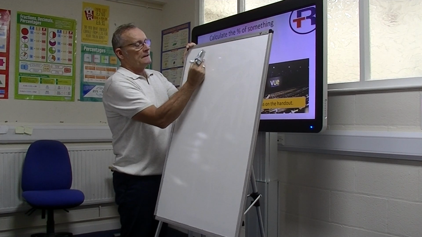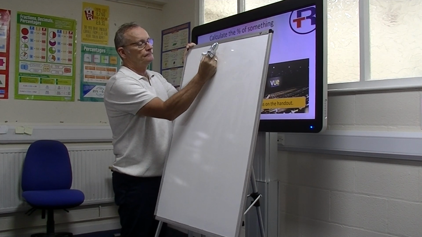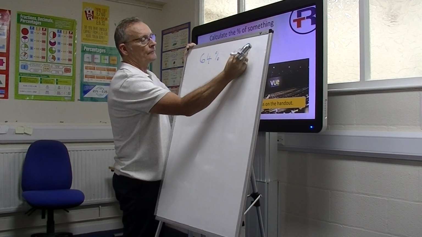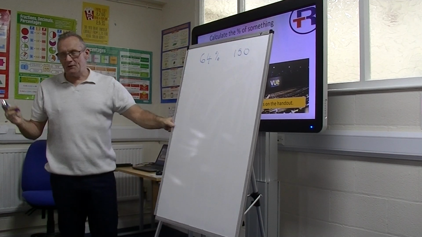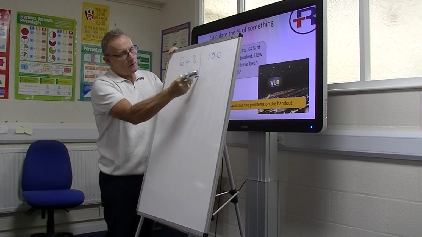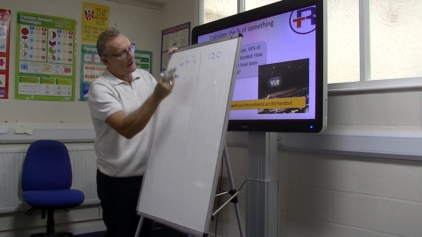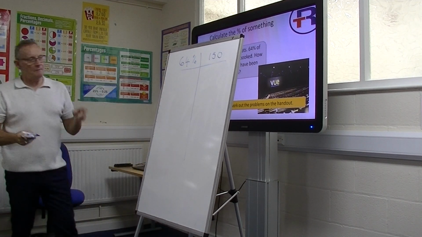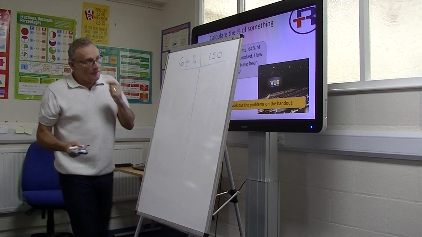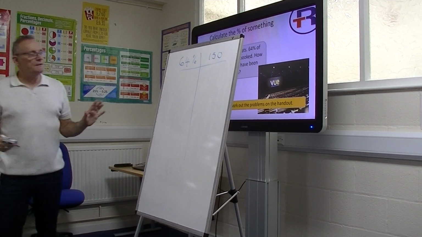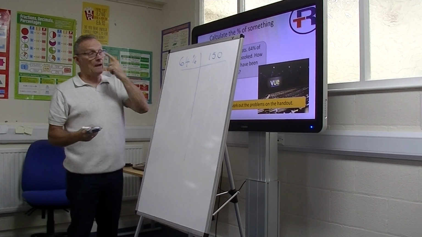So the question's asking us what is 64% of 150. That's what the question's asking us. So we set it up like this. Then we draw ourselves a line. We split the percentages from the number. So we've got 64% there, we've got 150 there. We need to know three percentages. The only three percentages we need to know to be able to work these out.